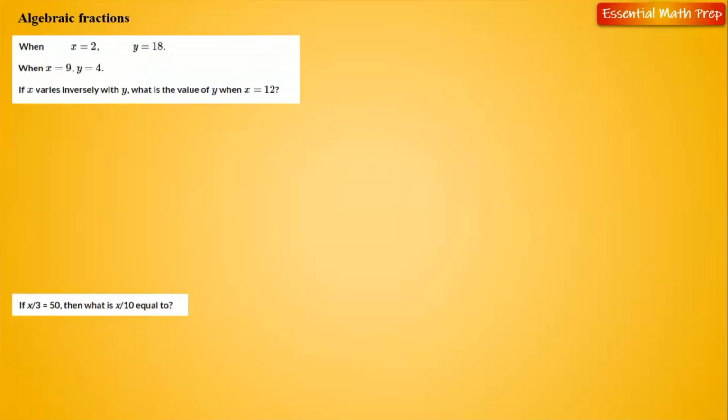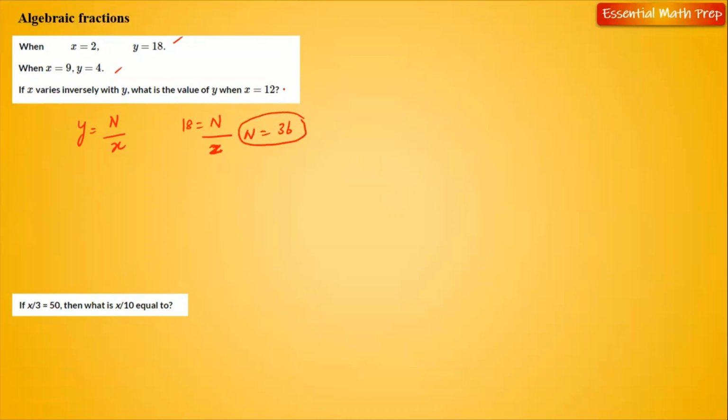Again, this is another one of those inverse problems. So if x equals 2, y equals 18. If x equals 9, y equals 4. If x varies inversely with y, what's the value of y when x equals 2? Just like we did earlier, we can say y equals n over x. You can pick either this or this, it doesn't matter. So if y equals 18 and x equals 2, n equals 36, right? Now we know n equals 36.